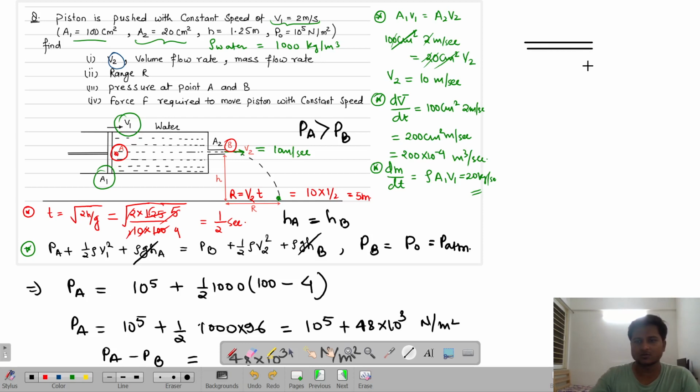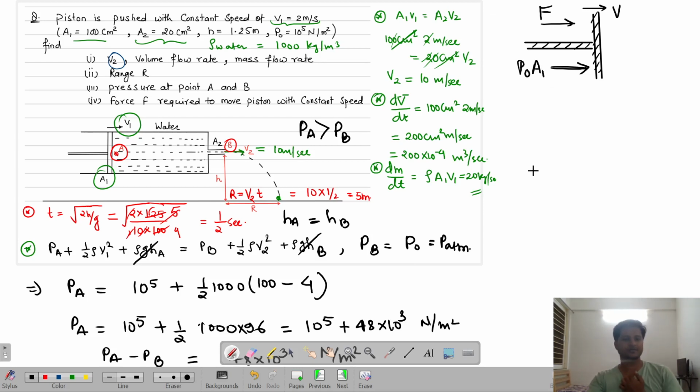Which is trying to push that water with constant velocity. Look over here. This is my piston which is trying to push the water with constant velocity, isn't it? I'm applying some force to move with constant velocity. Now, if I'm applying the force from this side, since this is the air region, atmospheric pressure P naught into area A1 will be present, isn't it?